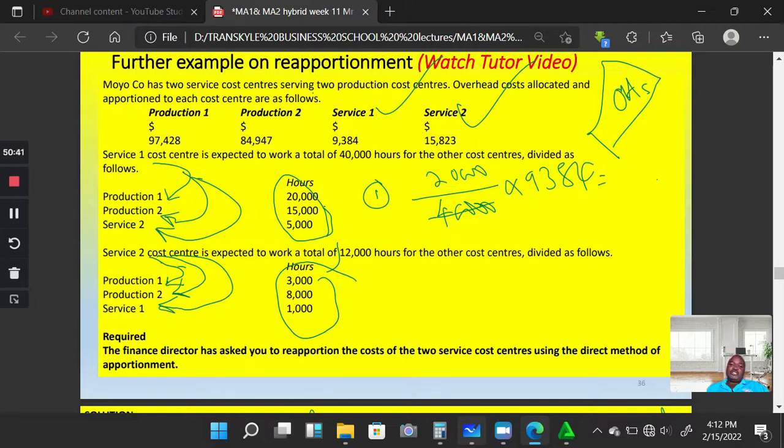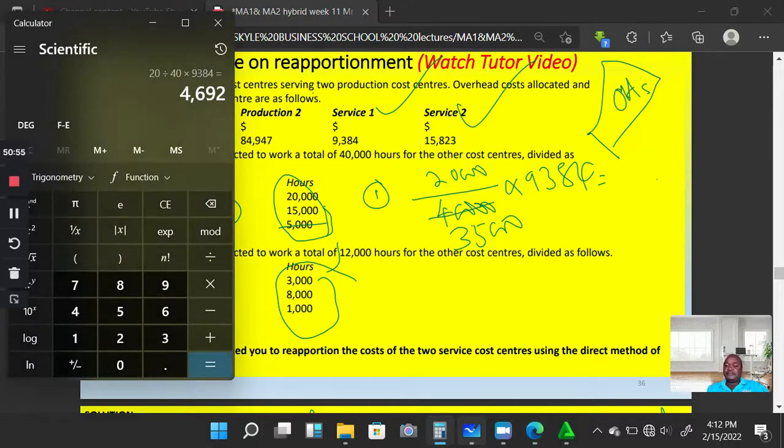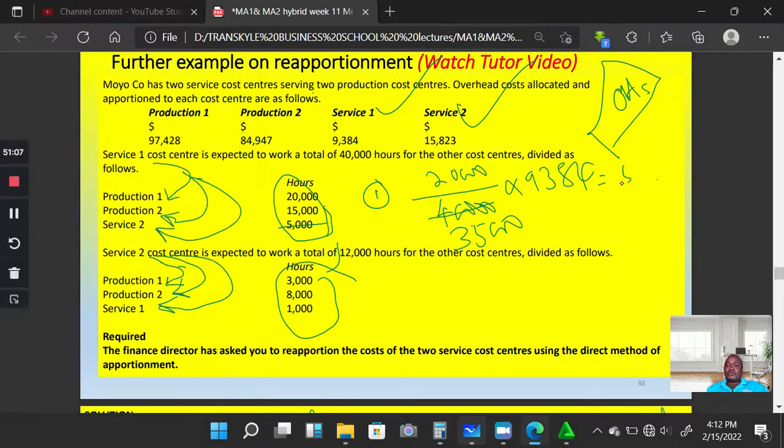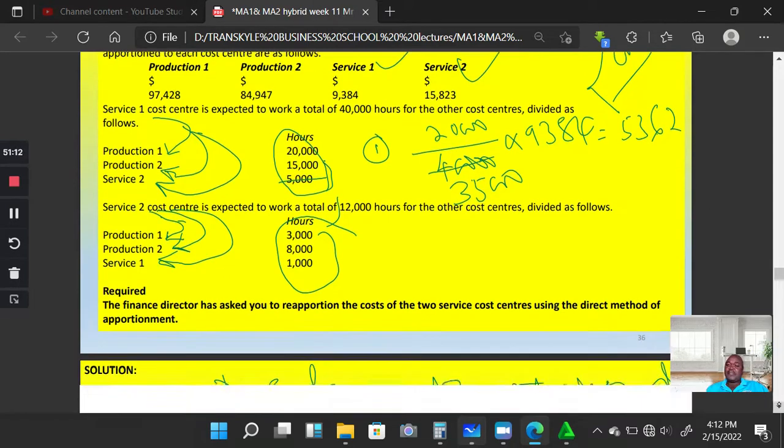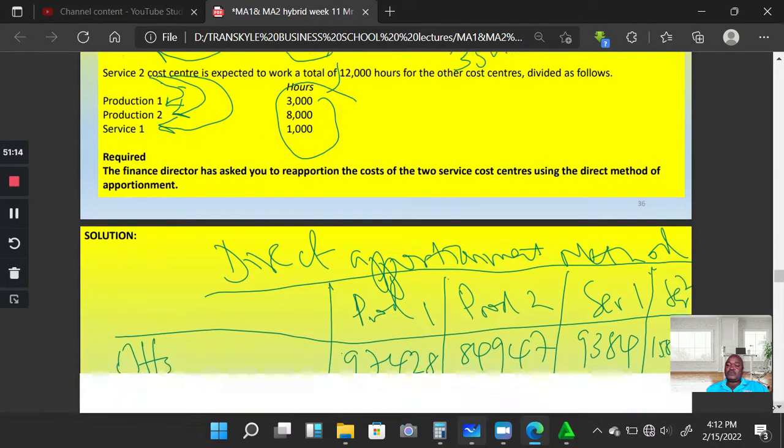Okay, so we're going to use 20 over 35,000. We are ignoring the 5,000. So 20 over 35 multiplied by 9384, we're going to have 5362. 5362 is the figure we are going to use here.